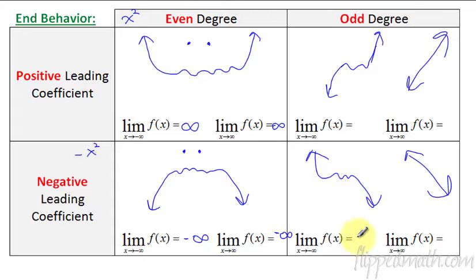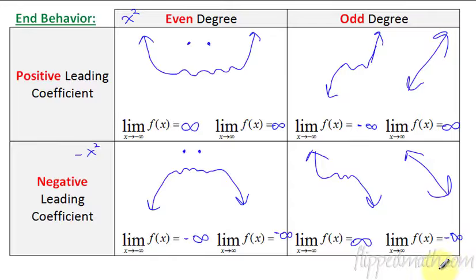So leading coefficient's negative. So what do we have here? The left side is going down, and the right side's going up. And then on this one, the left side is going up, so it's positive infinity, and the right side is going down, so we put negative infinity. All right, there's your end behavior.